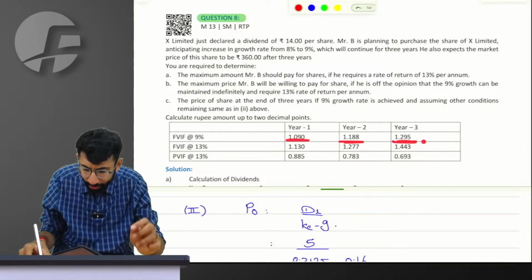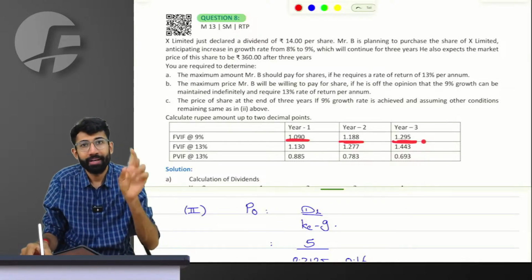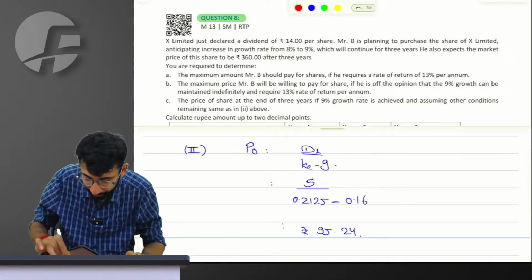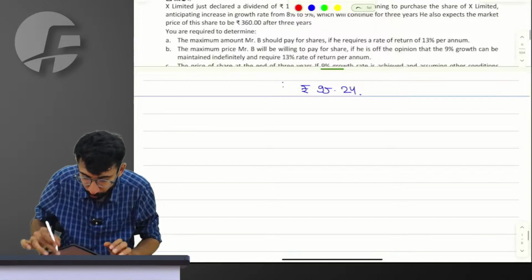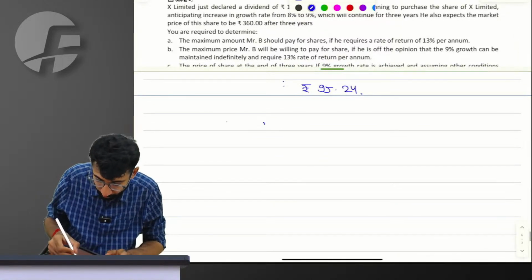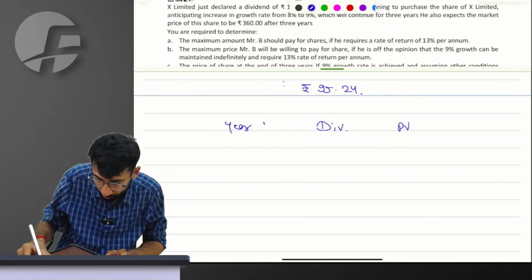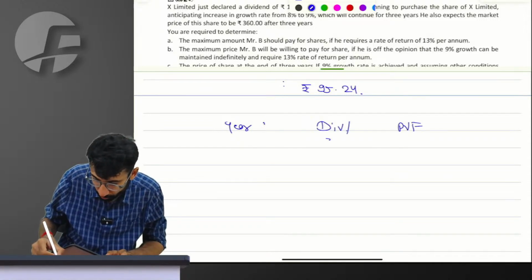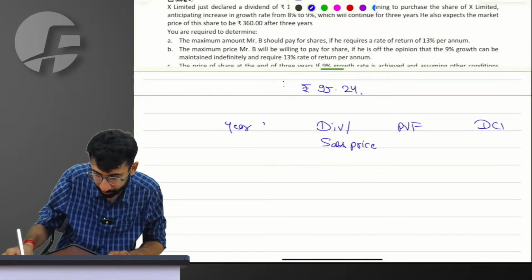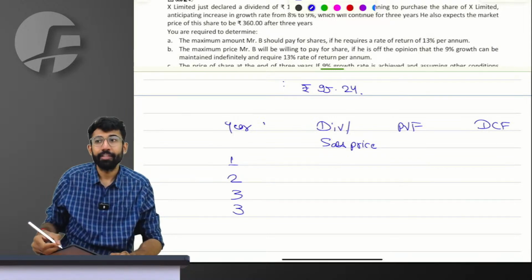Now let me also guide you on how to present it. You can present it in two manners, either table or equation. If it is a table, how will it look? Let me show you. Basically it will look like: year, dividend or sales price, present value factor, DCF. Year 1, 2, 3, 3. Sir, why 3 two times?